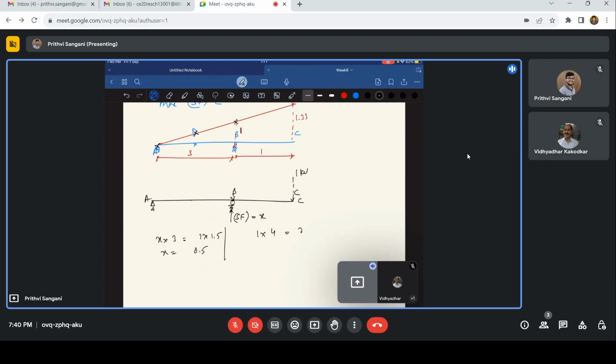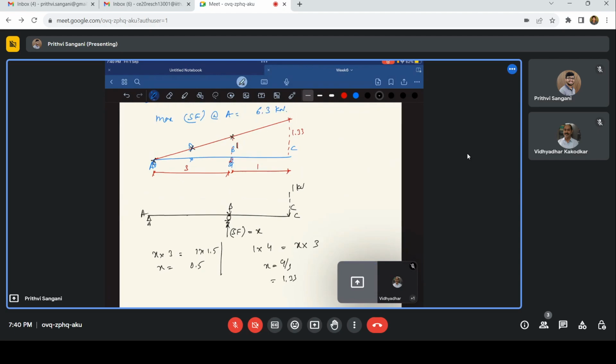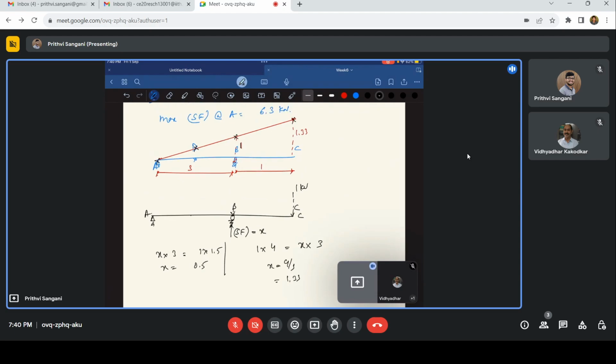Okay, that should be equal to X times 3. X is 4 by 3, that is 1.33. So we verified this rule: if you want to find the shear force at any point, we need to lift that point by unit displacement and see the deformed profile of it. So again, this is fine.